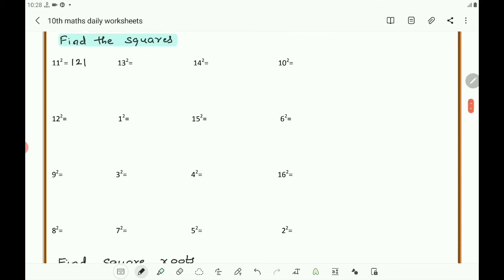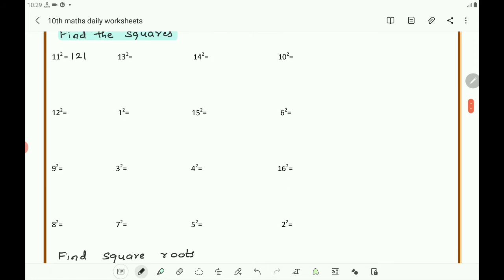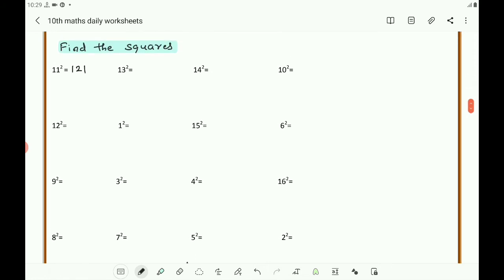All of you must know the squares of the numbers from 1 to 20. If you know it, you can directly write the answer, or otherwise find the product and write the answer. That is, 13 square is 13 into 13. You know that is 169. Similarly 14 square is 14 into 14. Like this way, get the product of all these numbers. Get the square of the given numbers by finding the product of two equal numbers.